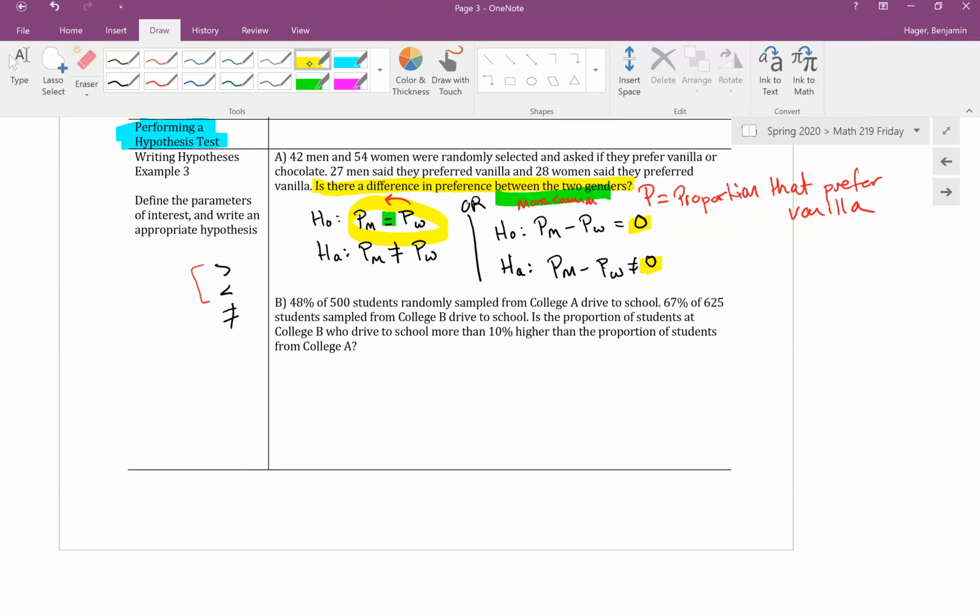So again, this is not a confidence interval because they're not asking you to estimate the difference. We already did that. They're asking me a yes or no question. Is the proportion of students at College B that drive to school more than 10% higher than the proportion of students at College A? So again, it's a yes or no question, so we're doing a hypothesis test.